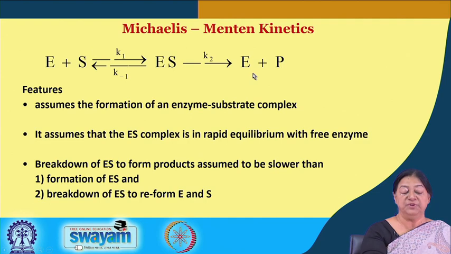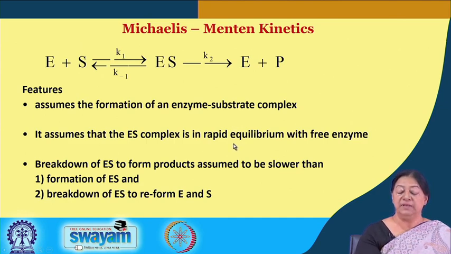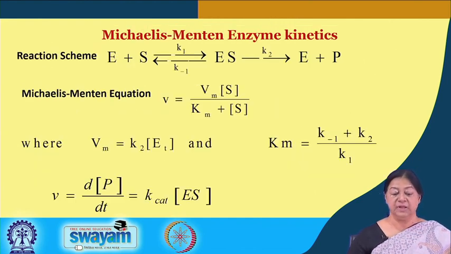So, the specific features here are we assume the formation of an enzyme substrate complex, and it assumes that the ES complex is in rapid equilibrium with the free enzyme. The breakdown of the enzyme substrate complex to form products is assumed to be slower than the formation of the ES as well as the breakdown of the ES to reform E and S.